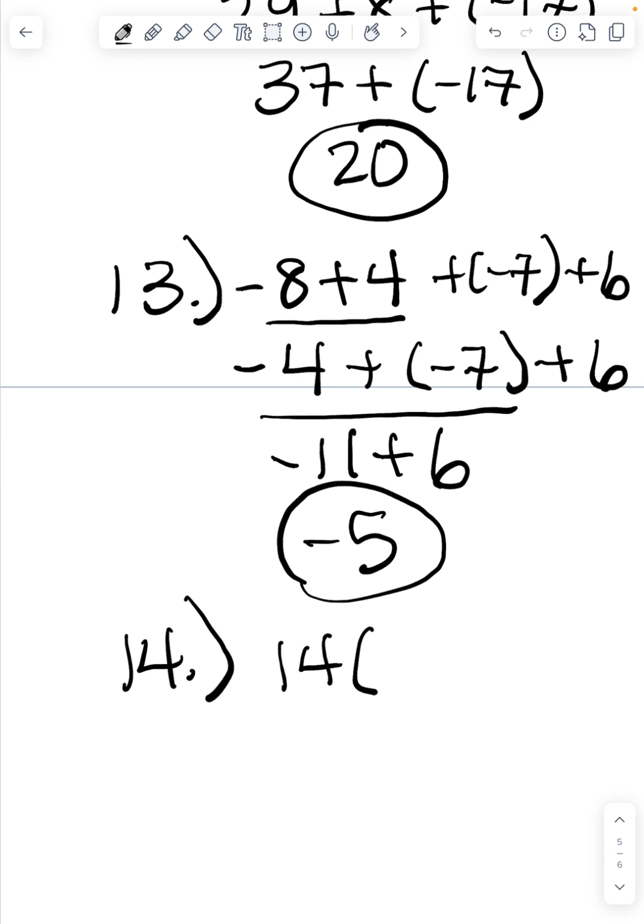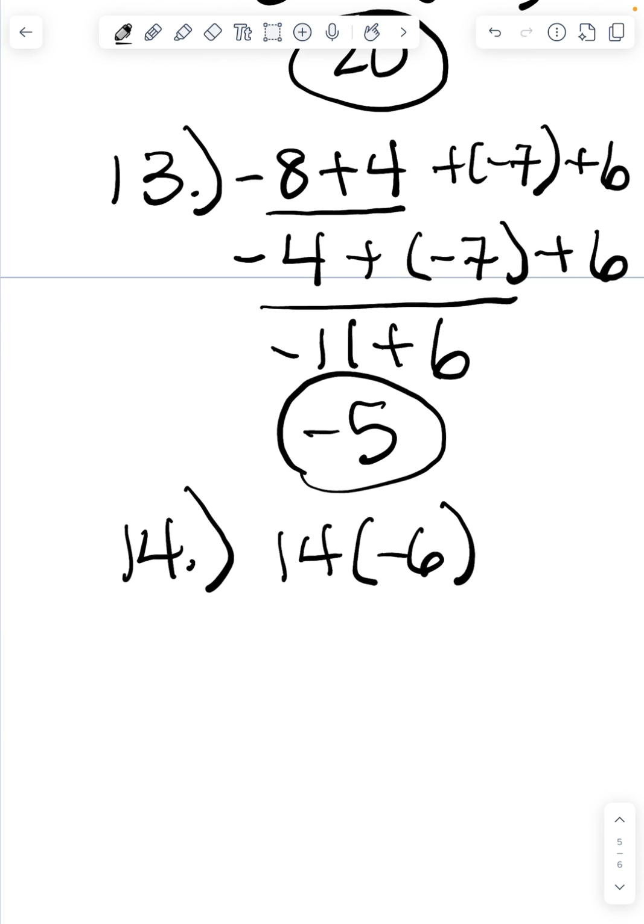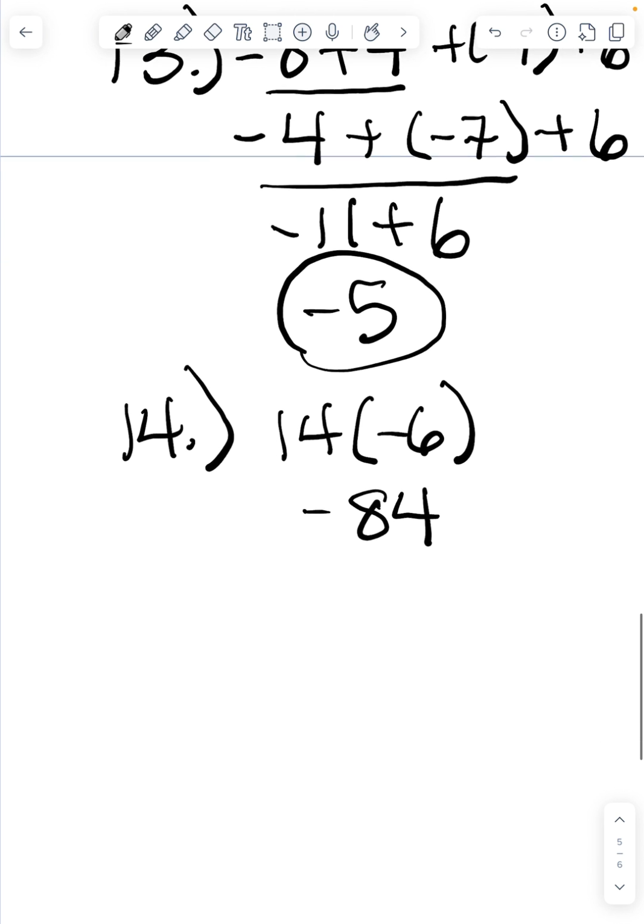Number 14, 14 times negative 6. So right here, you're going to remember, now we're moving into multiplication rules. You've got two integers with different signs, or an odd number of negative signs if you want to think about it that way, which means you're going to have a negative answer. And then 14 times 6 is 84.